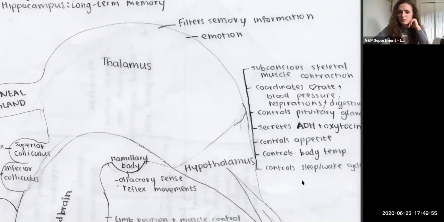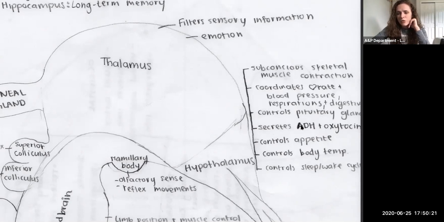So let's start with hormones. Your hypothalamus secretes hormones. Remember I said if I say a hormone, know the name of the hormone and where it comes from. So the hormones this one is in charge of are ADH, or antidiuretic hormone, and oxytocin.